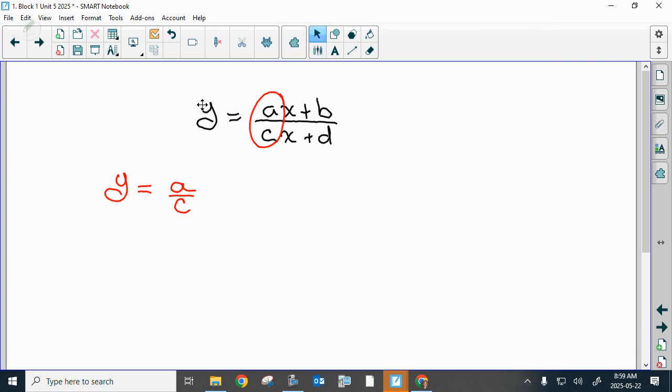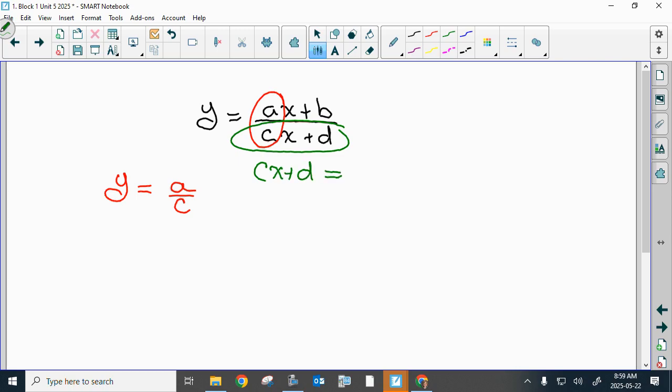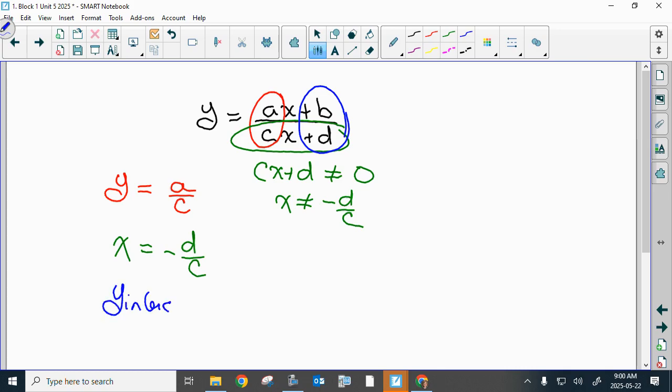And then down here, I know that cx plus d can never equal 0. So then x can never equal negative d over c. That means my vertical asymptote would be x equals negative d over c. Do you guys see it? Okay. And then we know that this is polynomial over polynomial. If I make my x's zeros, then my y-intercept becomes that quotient. So for the y-intercept, that's where x is equal to 0. It would just be b over d. Do you see it? Okay.